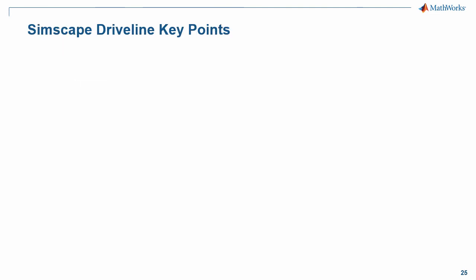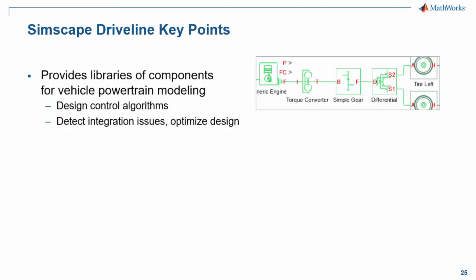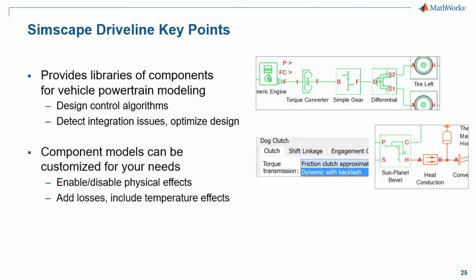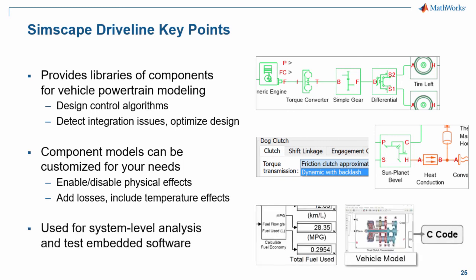In this presentation, we have seen that Simscape Driveline provides libraries of components for vehicle powertrain modeling. You can use those to design control algorithms, detect integration issues, and optimize the design. Those component models can be customized for your own needs. You can enable and disable physical effects, add losses, include temperature effects, and create your own components using Simscape language. And finally, we have shown that you can use Simscape Driveline models for system-level analysis and to test embedded software.